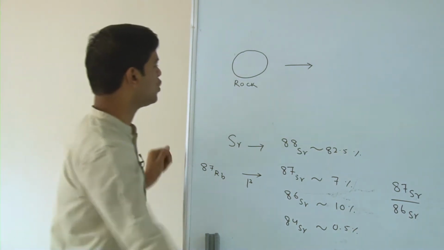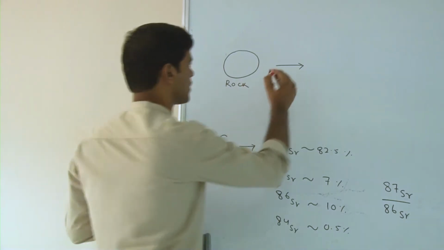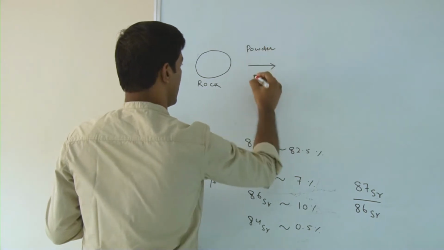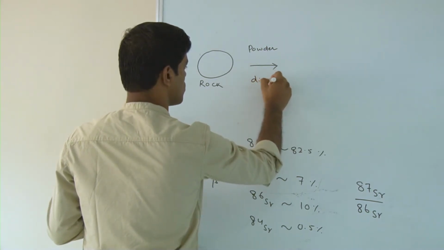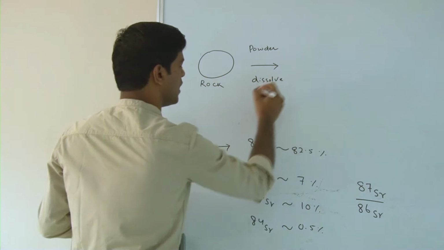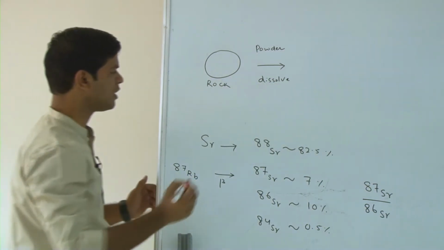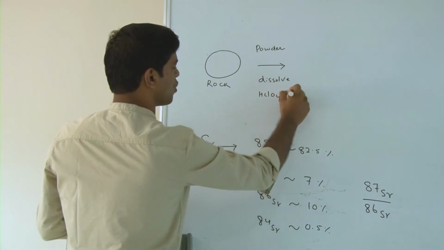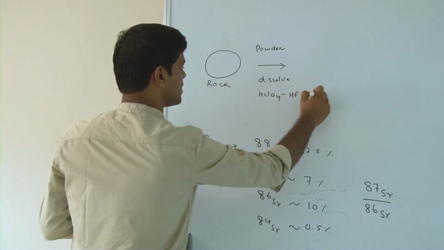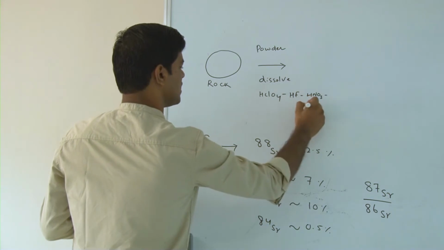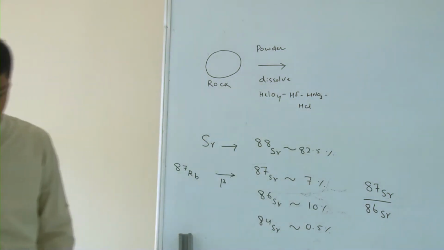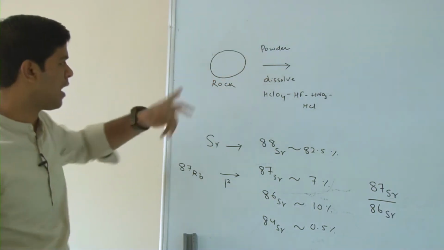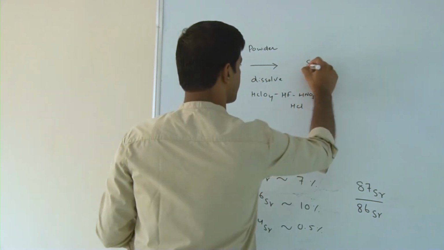So, what you need to do is take the rock, powder it and dissolve the powder using multiple acids. The frequently used acids are HClO4, HF, HNO3, HCl. These various acids are used so that you get a complete dissolution of the rock and you get a solution phase.